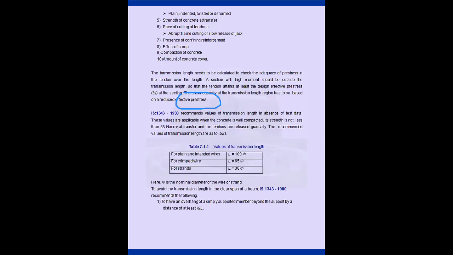And next one is effect of creep. What do you mean by creep? Creep is a time dependent one. The deformation with a constant loading is called creep. So effect of creep also influences the transmission length.